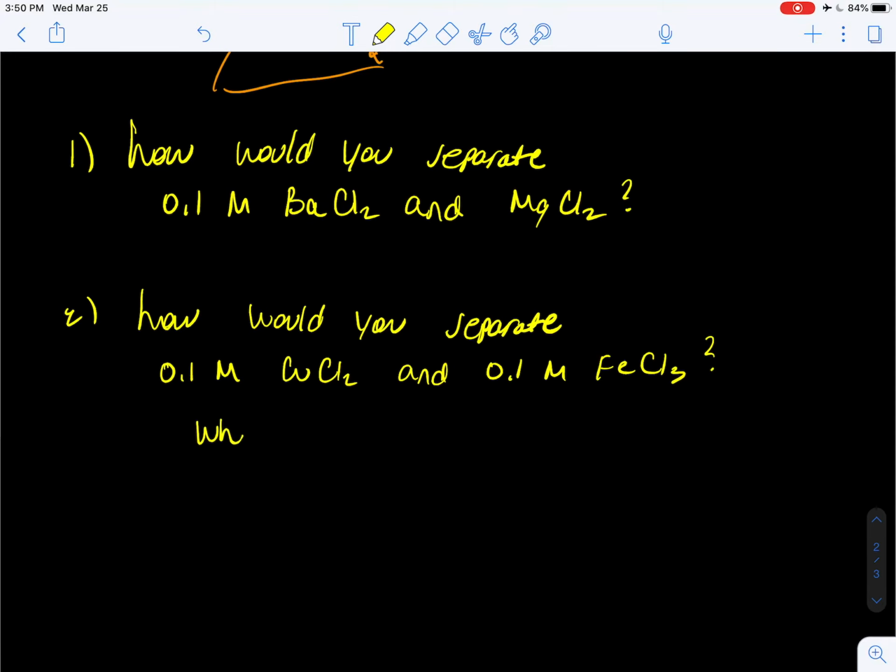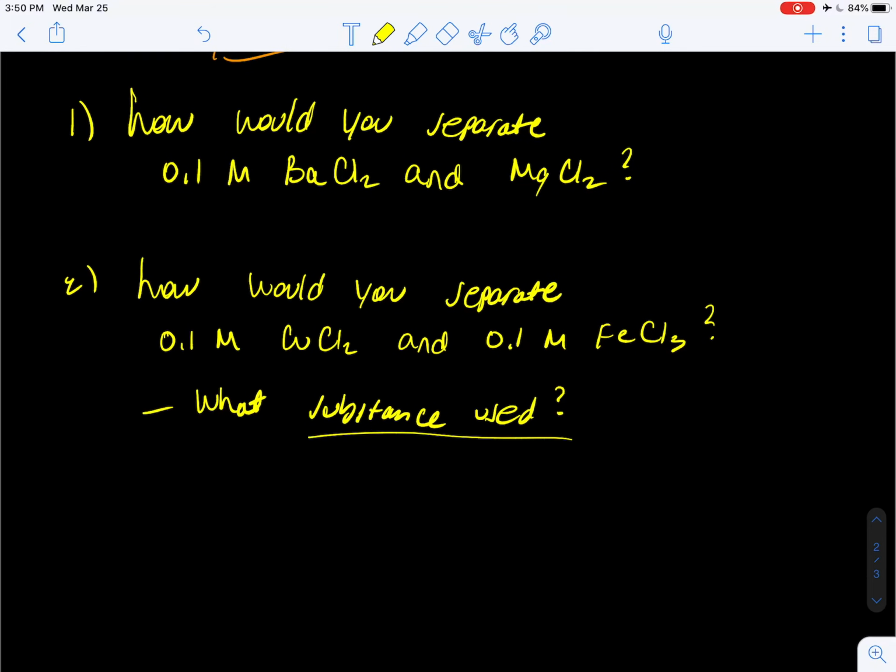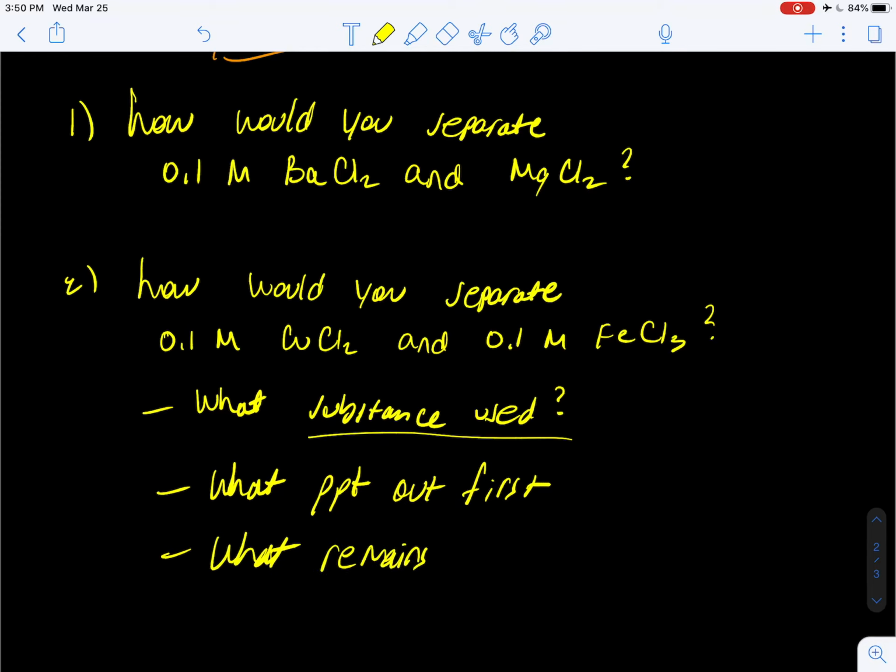So I'm specifically looking for what substance would you use? Not necessarily the whole experimental procedure, but just what formula would you use to separate? Okay. What precipitates out first? What would remain aqueous? That would give me a clue as to what you're going to be filtering and what you're going to get in the aqueous mixture at the end. Okay.